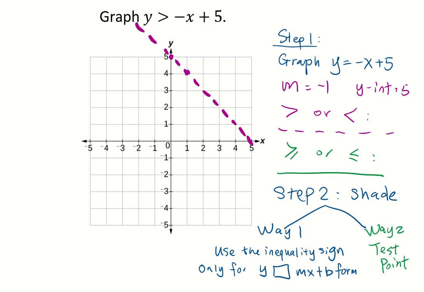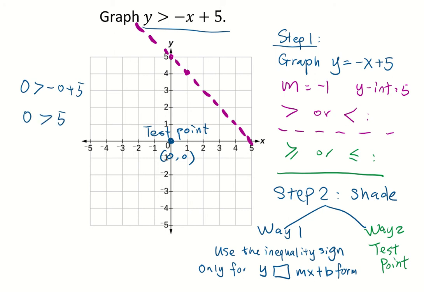Okay, the second way to shade is to use a test point. We'll find a test point that is not on the line. For example, I pick 0, 0. That's a very useful test point because it's always easy to calculate for 0, 0. I'm going to plug 0, 0 into my inequality. So 0, which is y, is greater than negative 0 plus 5, and we have 0 is greater than 5.